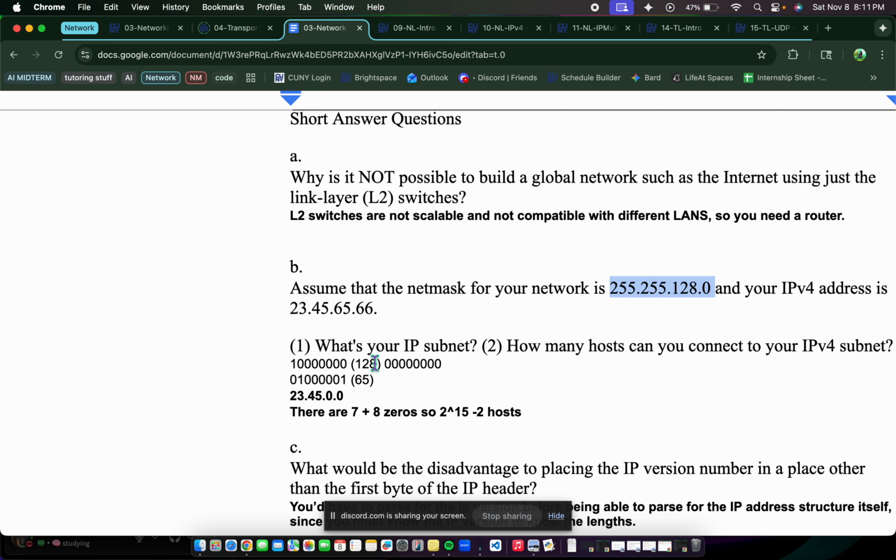That's telling us the formula we know: 2 to the n minus 2 hosts. So how many zeros do I have? I have 7 plus 8, which is 15. That gives me 2 to the 15, because each of these bits can be a 1 or a 0. If you wrote this out, you'd literally have 2 options, 2 options, 2 options, and so on. Think back to probability class. And then you subtract 2 hosts.